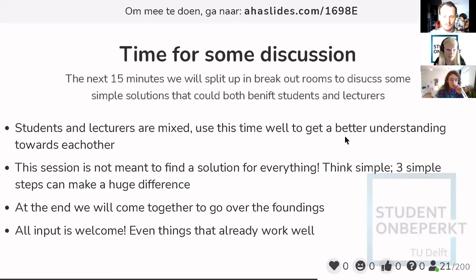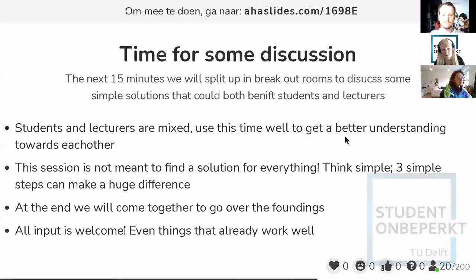So in this session, we have both students and lecturers and even some staff members. We're really happy that this is such a diverse group. And we would recommend you to use this time well to gain a mutual understanding, because sometimes students don't know what is possible for a lecturer to do, what their limits are, but also sometimes lecturers don't know what a student actually could need.